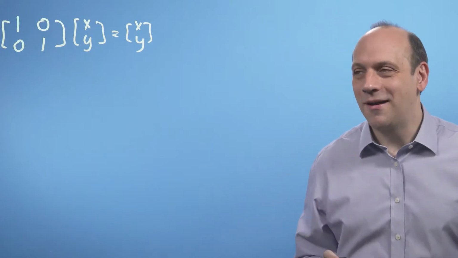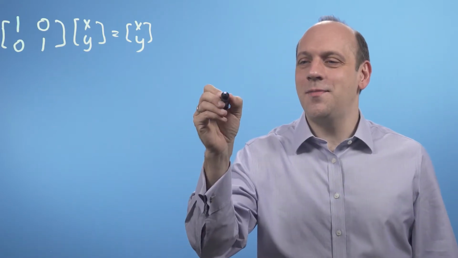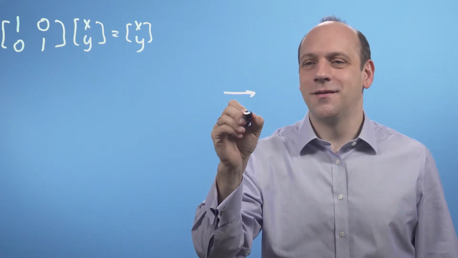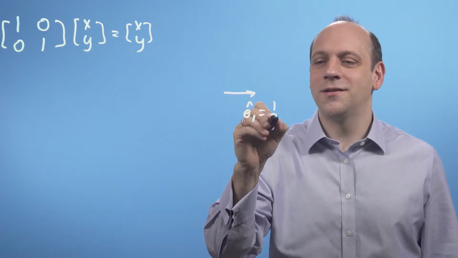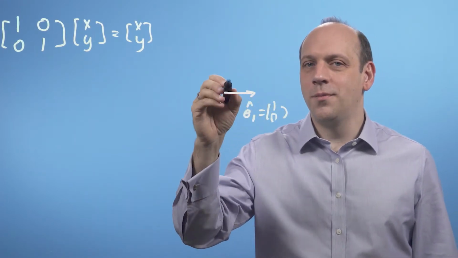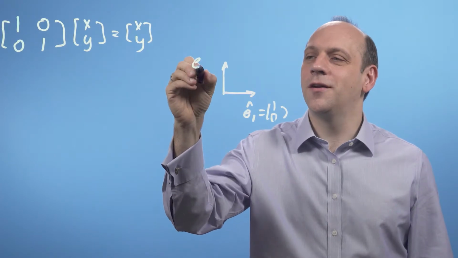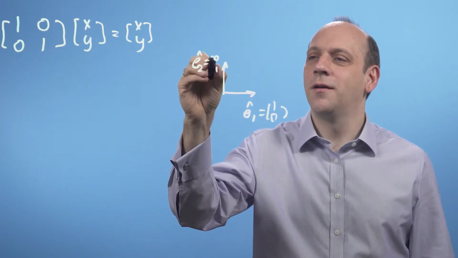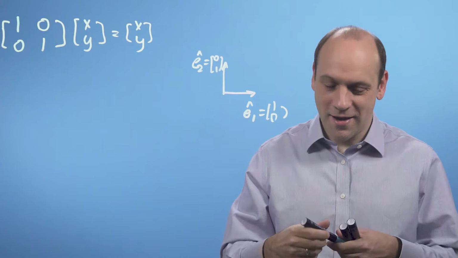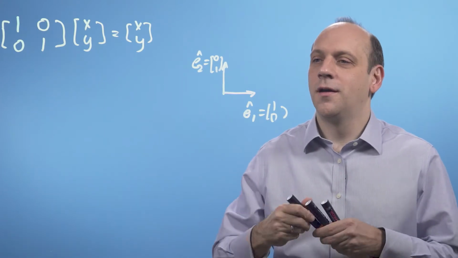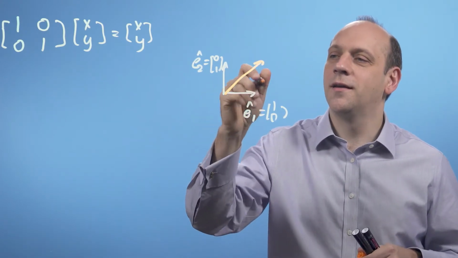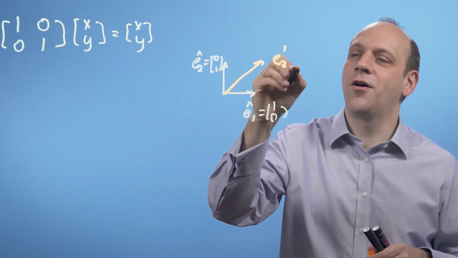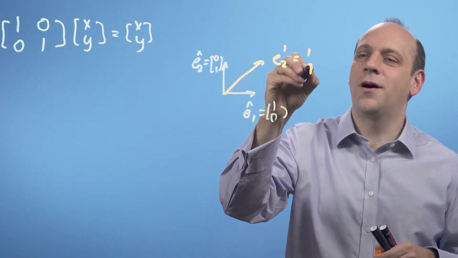Another thing I might want to think about are shears. So I wanted to keep E1 hat where it was, 1, 0, but move E2 hat over. So E2 hat is 0, 1. So I wanted to move E2 hat over to here, say. So I wanted to get E2 primed to be equal to 1, 1, say.